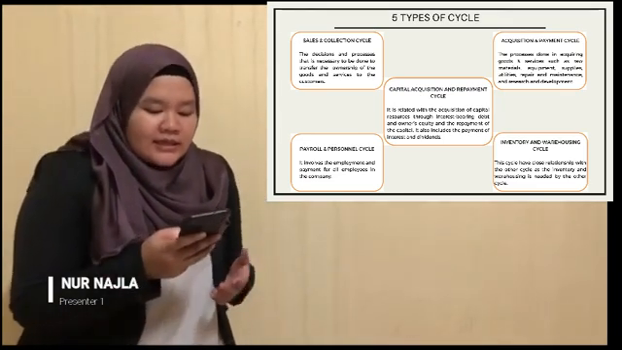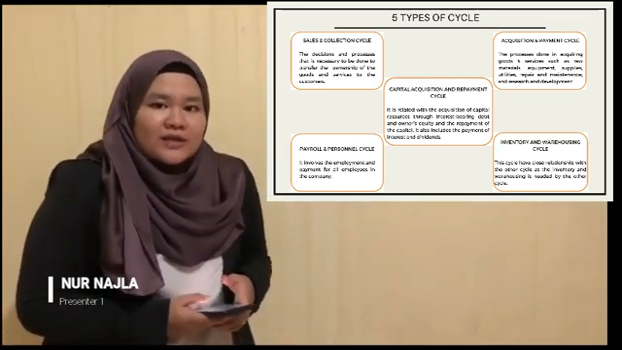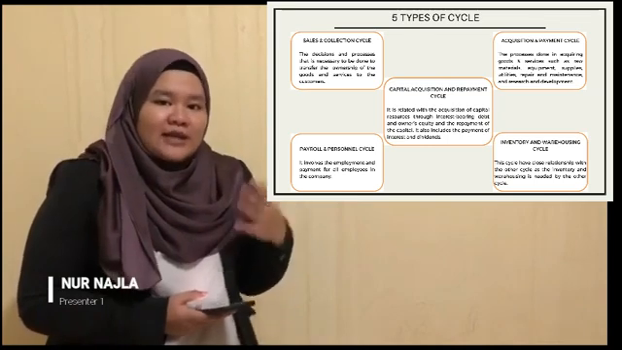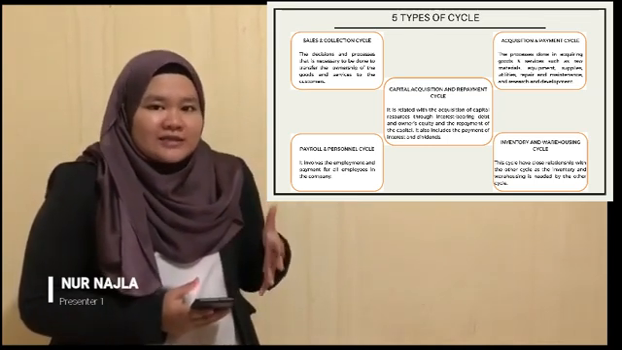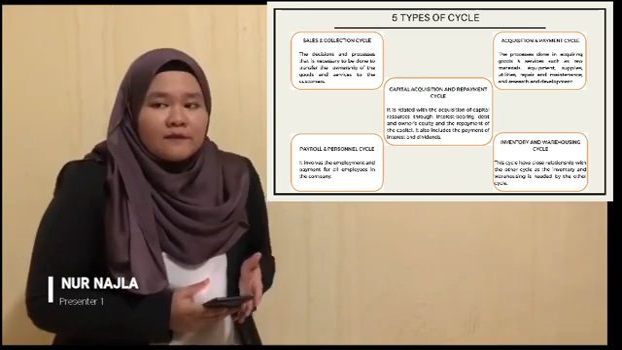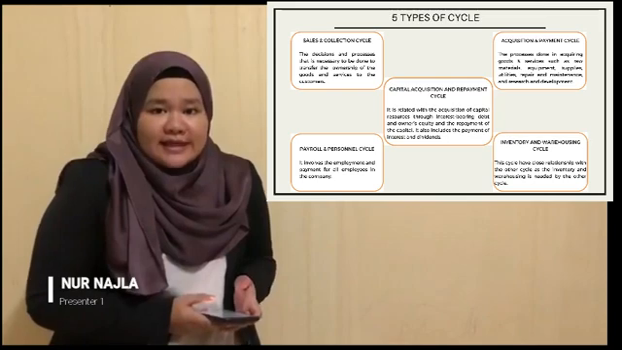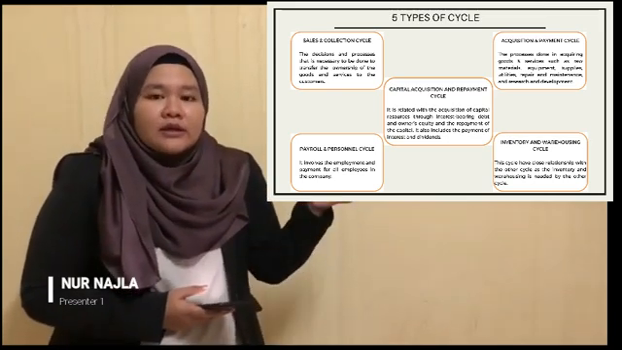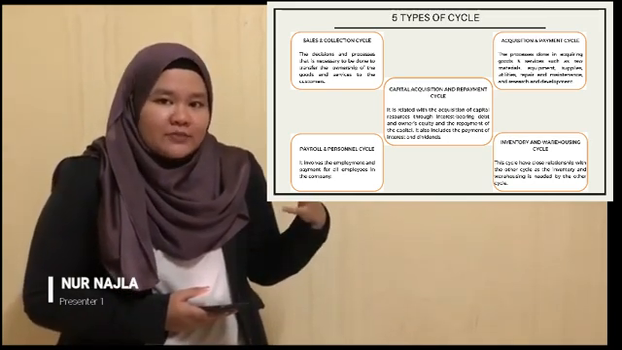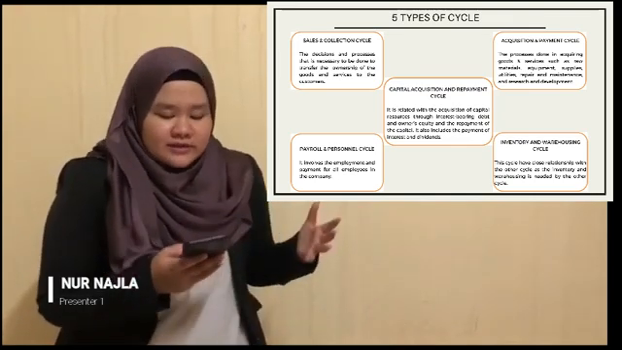And we learn about inventory and warehousing cycle. This one is a unique cycle because it has a close relationship with the other cycles. For example, for acquisition and payment cycle, they will put the goods that they purchase in the inventory warehousing, so they have a close relation with the other cycle.